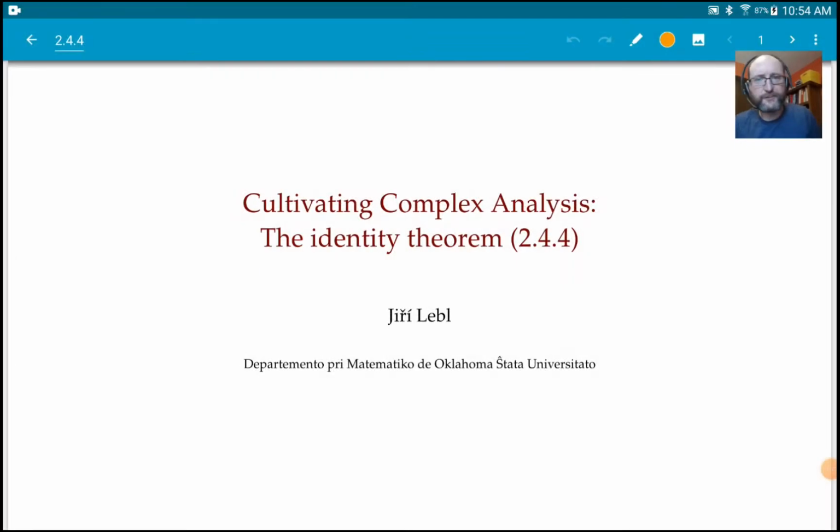Welcome to another lecture. We're going to look at the identity theorem. It's one of the most basic theorems about, well, in the end, holomorphic functions, analytic functions. That's really something about having a power series. So this is section 2.4.4, subsection 2.4.4.